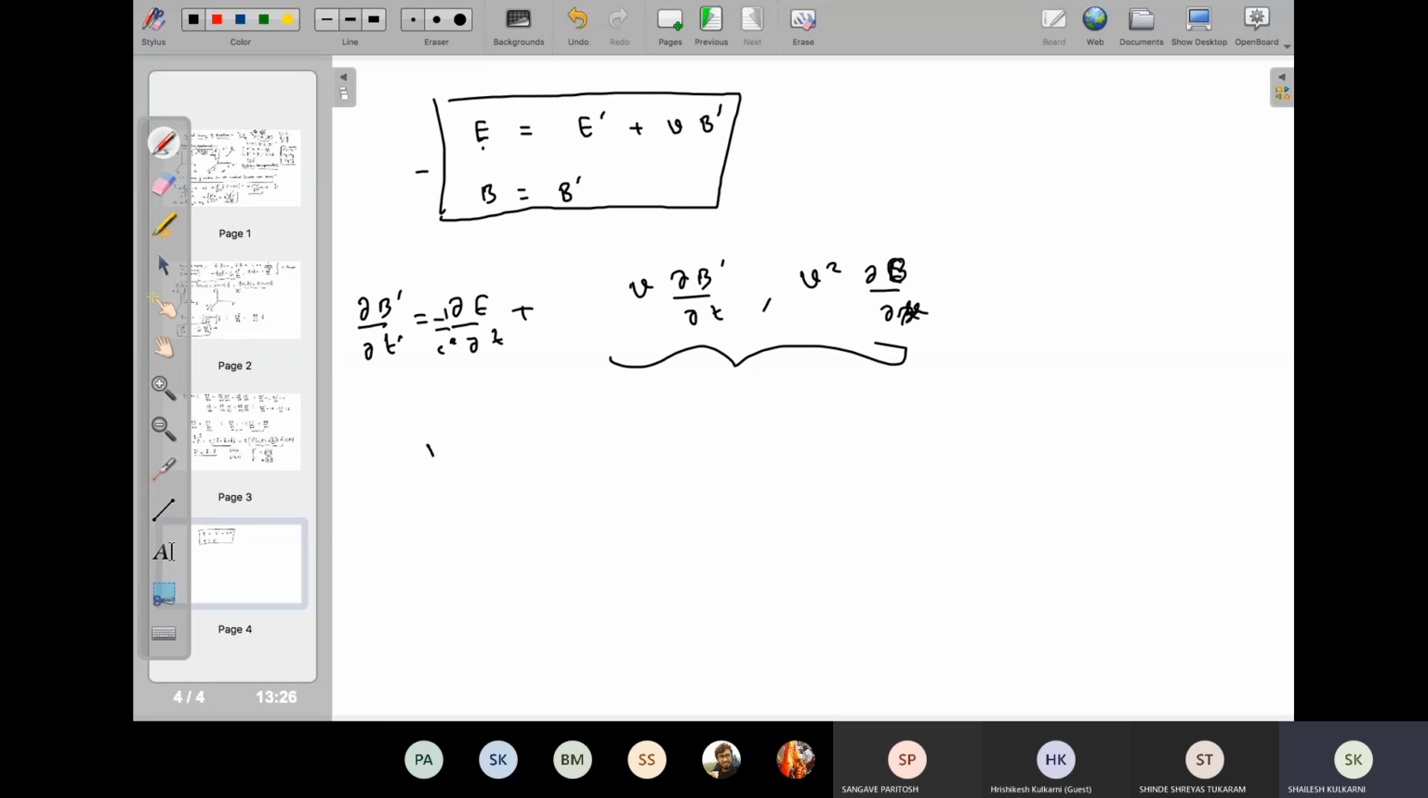Hence here, this equation, del cross B equals minus 1 over C square del E by del T, does not preserve its form under Galilean transformation.